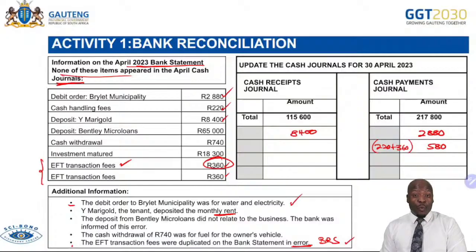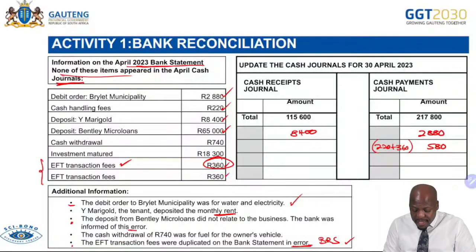8,400. The money that we have received. Okay, I'm going to move on to the next one. Deposit Bentley Microloans, 65,000. There is a bullet for it here. The deposit from Bentley Microloans did not relate to the business. I've seen transactions like this in several papers whereby there's a deposit in our account which does not have anything to do with us as a business. Then they say the bank was informed of this error.